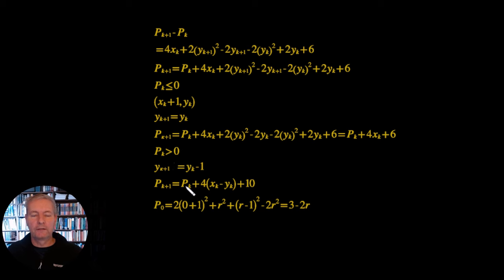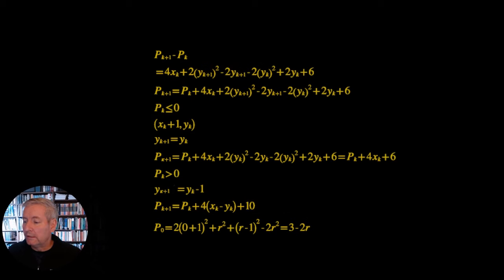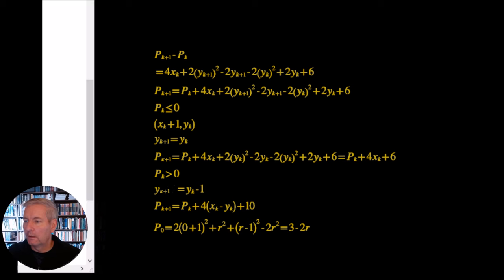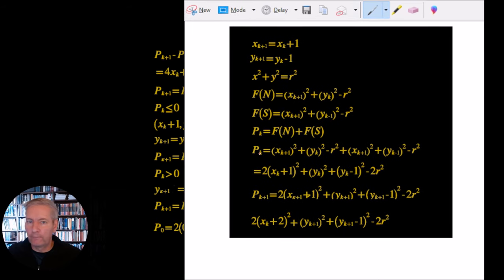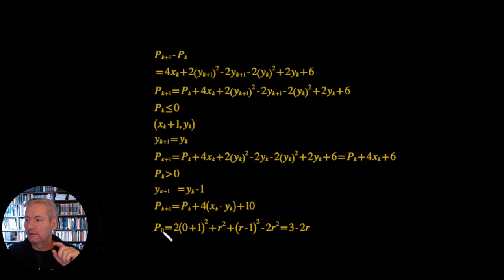Now, there's one other thing that we have to do. We have to get the initial value. For the initial value, we're going to take the equation which we saw on the previous page, which I'll bring up just now. This is the equation for the p of k value. We're going to start off with the value of x of k at an initial position of 0, and y of k is going to be the radius. So we replace x of k with 0 and y of k with the radius, and I've done this here. When we multiply that out, the initial value for our decision variable is going to be 3 minus 2r.